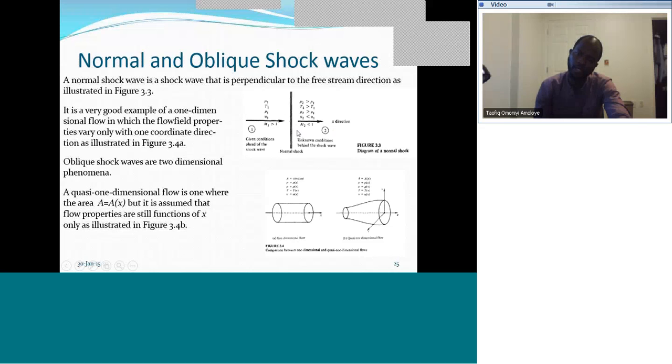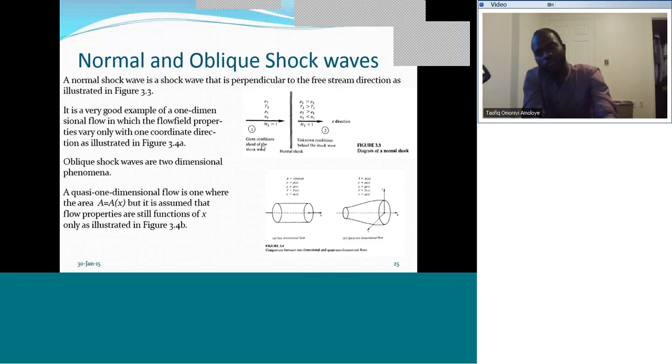Normal shock waves are very good examples of one-dimensional flows because the change in the flow properties is usually just in one direction. So that is why we say they are very good examples of one-dimensional flows.